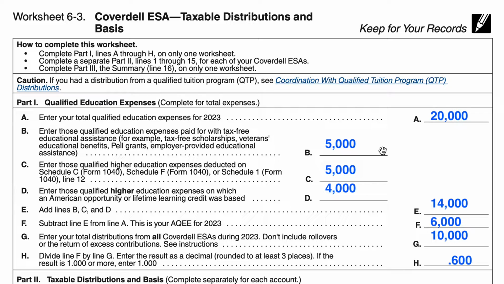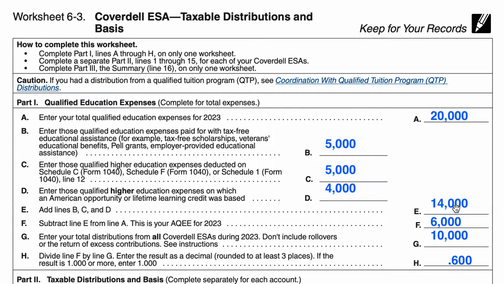So I put $4,000 here because let's just assume that we're taking the American Opportunity tax credit. The AOTC is basically a dollar for dollar tax credit on the first $2,000, and then the second $2,000 is a 25% tax credit. So even though the tax credit is a total of $2,500, the education expenses to get to that $2,500 tax credit is actually $4,000. That's why you would not write $2,500 here.